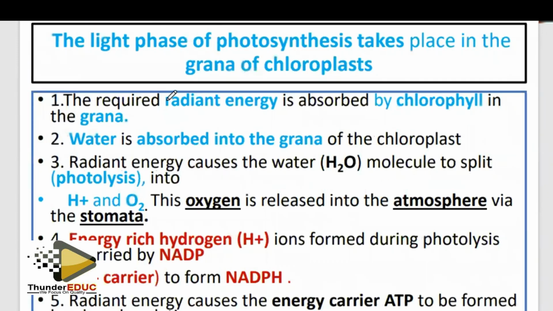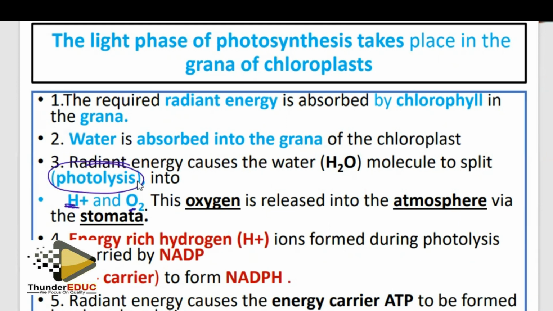So we are saying that in the light dependent phase, the required radiant energy is absorbed by the chlorophyll in the grana or the thylakoids. Water is then absorbed into the grana of the chloroplast. What happens? The radiant energy, the light which is coming from the sun, will be used. The radiant energy causes the water to break down, meaning to split. That process of water splitting into hydrogen ion plus oxygen, we call it photolysis. We call it what? Photolysis.